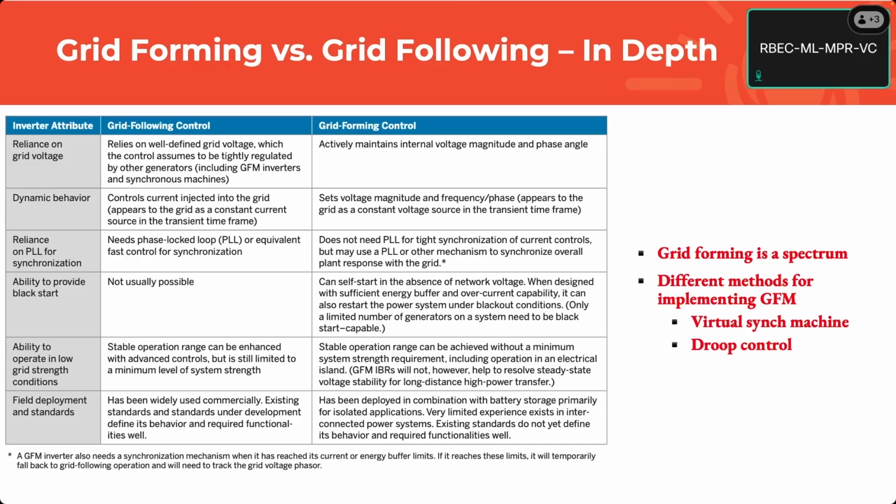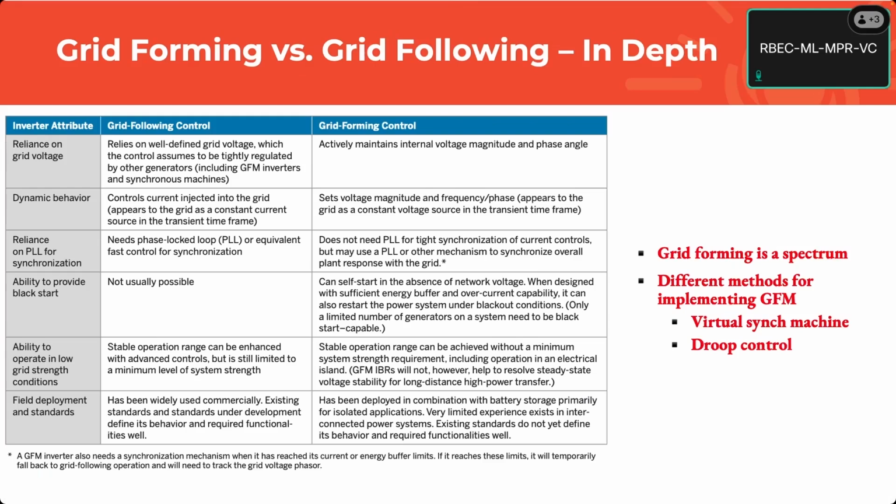Low system strength, low grid strength conditions: you can make a grid following inverter operate okay in really low short circuit strengths, but you're really doing an advanced control study. I've tuned wind farms to be operating at a 1.2 or 1.25 short circuit ratio or whatever, but that's really detailed analysis. We're changing things that the normal user doesn't have available to them. It's really advanced control tuning. But there is still a minimum system strength for grid following.